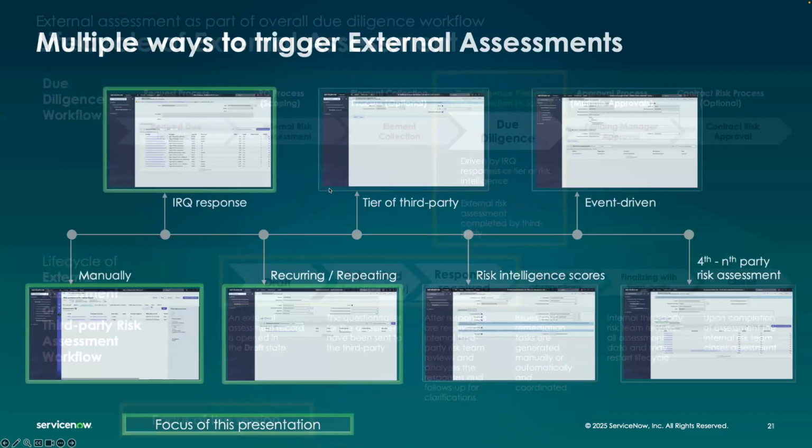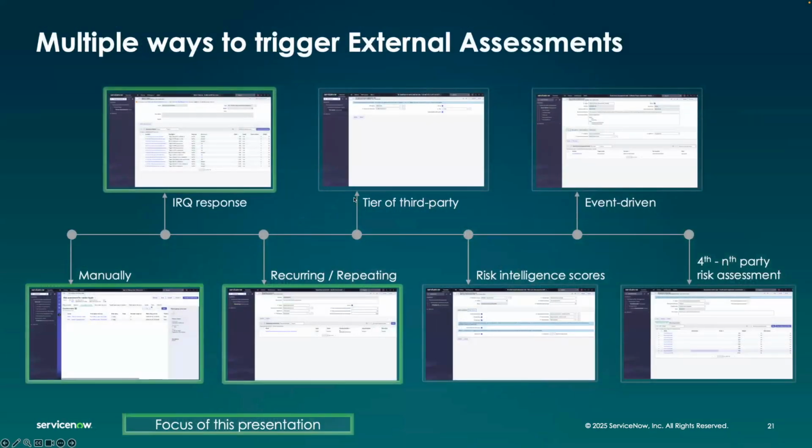Okay, all right. So as we get started over here, just a quick recap. There are multiple ways to trigger external assessments. Those include manually triggering external assessments, assessments being triggered as part of the IRQ or internal assessment process, triggering assessments on a recurring or schedule-based basis, having the assessments being triggered based on change in the tier of the third party, based on the risk intelligence scores, having event-driven assessments.